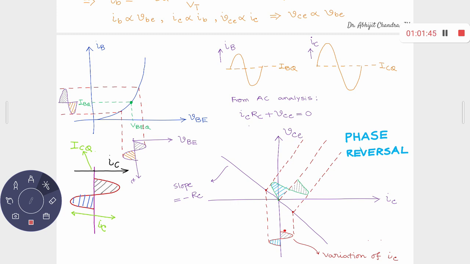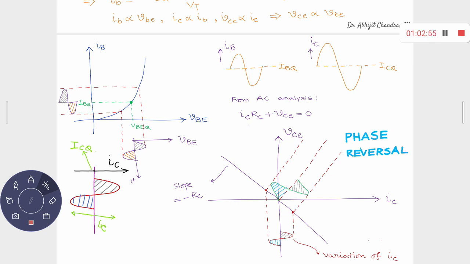So whenever the collector current increases like this, represented by this gray hashed portion, you have this half cycle of the sinusoidal signal. And when the collector current goes below the DC operating point, represented by this blue hashed line, the collector emitter voltage goes above VCQ. So when the collector current increases, the collector emitter voltage reduces. So there is a phase reversal. This can be identified from the slope, from the equation itself, or from the graph. The equation says ICRC plus VC equals 0. That means if there is an increase in IC, there is a drop in VC. Magnitude wise it will increase, but phase wise it will be opposite. Right?